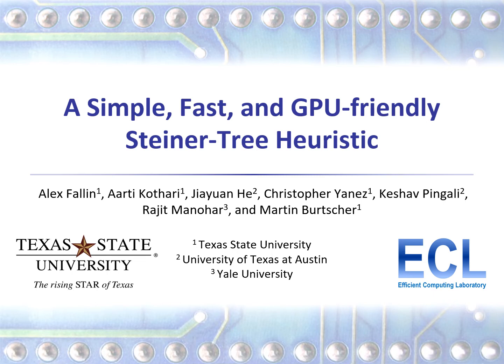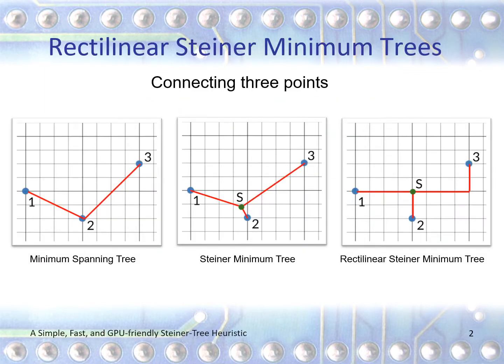I'm from the Efficient Computing Laboratory at Texas State University in San Marcos, and I will be presenting a simple, fast, and GPU-friendly Steiner-Tree heuristic today. First, I want to go over some background. What exactly is a rectilinear Steiner minimum tree? I will demonstrate using these three examples.